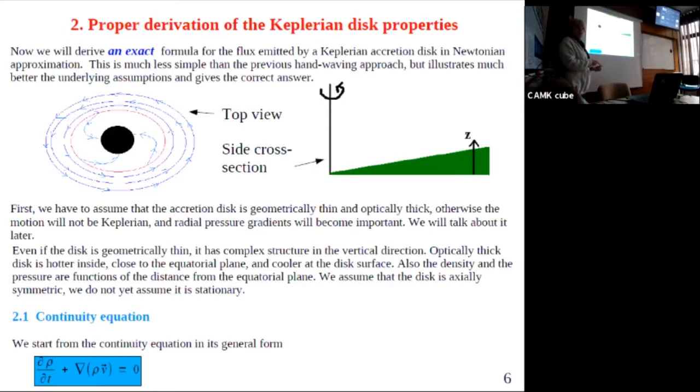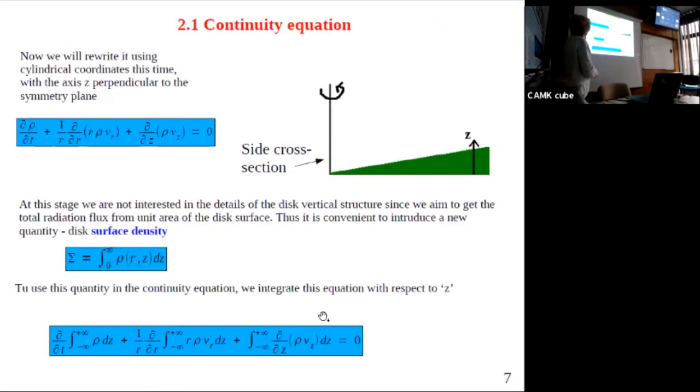So as I said, we will have to use the continuity equation, angular momentum, and energy equation. So we start with the continuity equation. This is the general form, which was already in the previous lecture. But now we will change coordinates into cylindrical coordinates, because in the case of accretion disks, usually most computations are done in cylindrical coordinates, because this is more convenient. So the continuity equation in cylindrical coordinates looks like this.